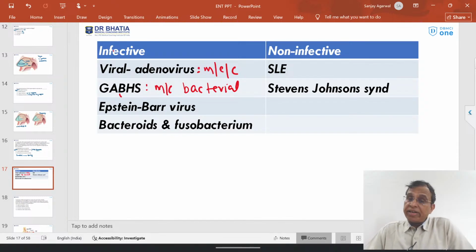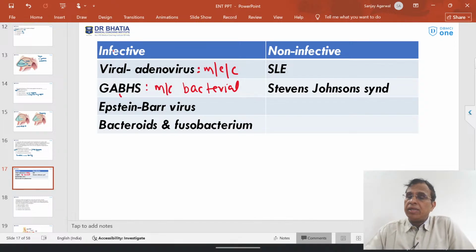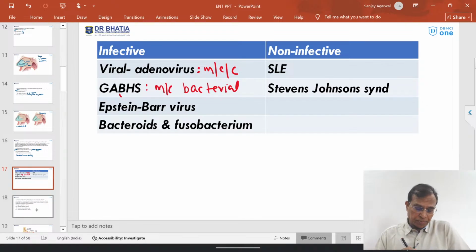The rest of them are very uncommon, whether it is Epstein-Barr virus, bacteroides, fusiformis, or non-infective causes like SLE and Stevens-Johnson. They can also cause non-infective inflammation, but they are very, very rare. Possible, but practically it doesn't happen. Okay, so these are the main points about tonsillitis inflammations.